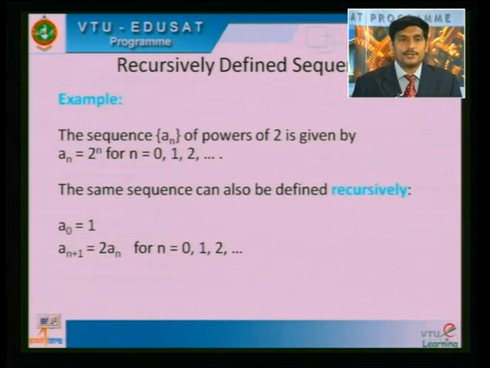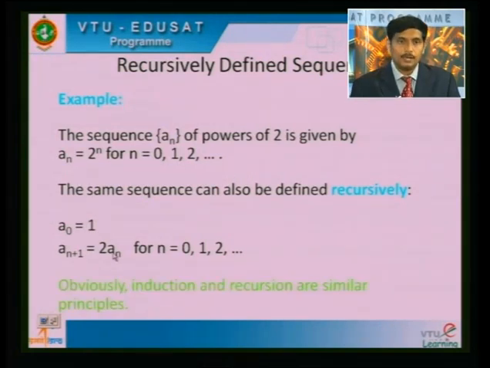Next, the term after it is a_(n+1) equals 2 times a_n. This sequence can be represented recursively in this fashion. Obviously, induction and recursion are similar principles.